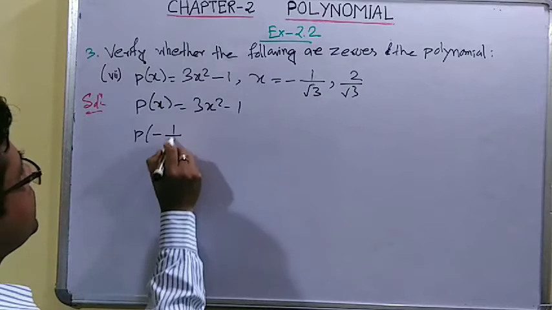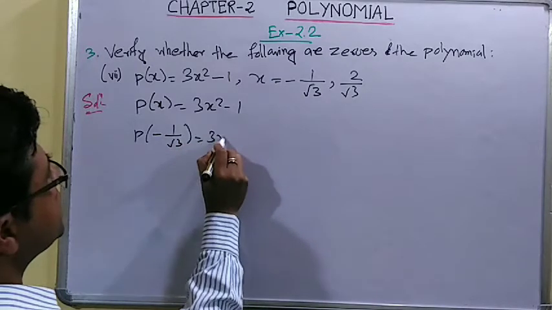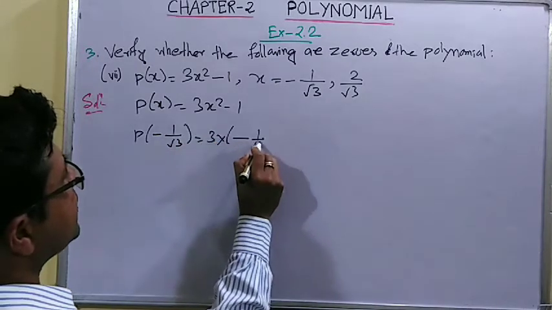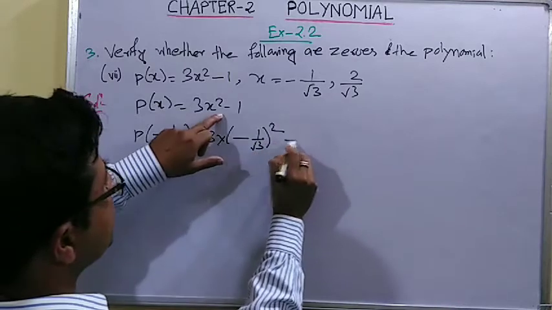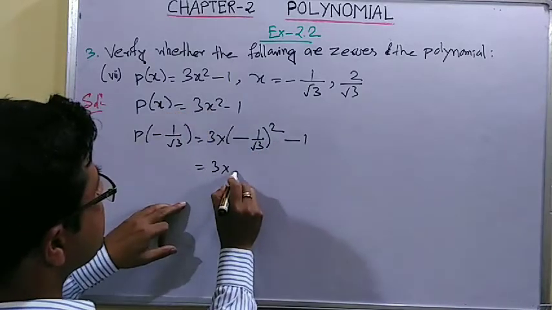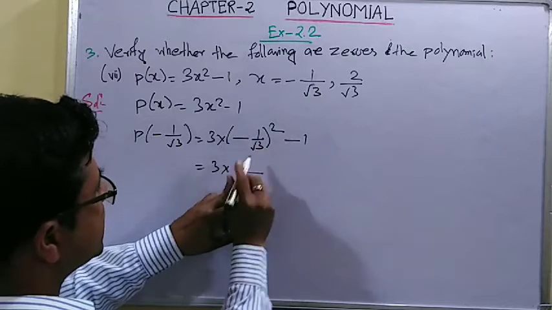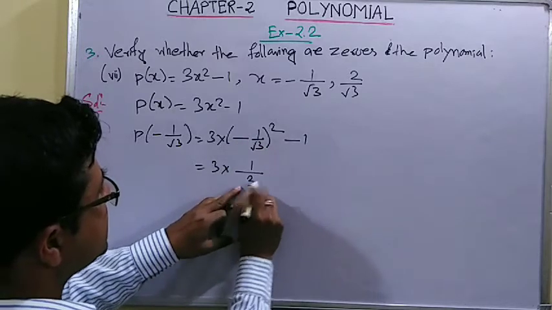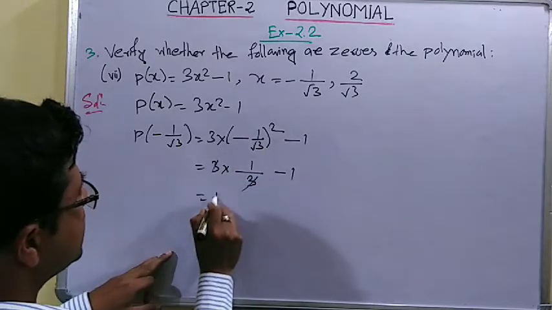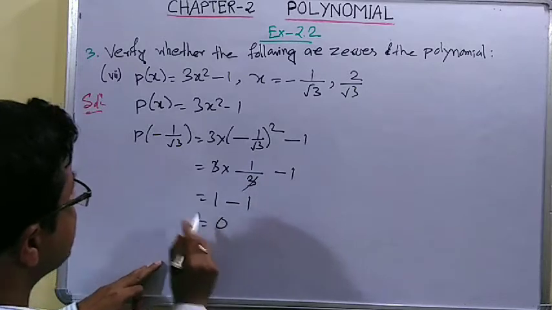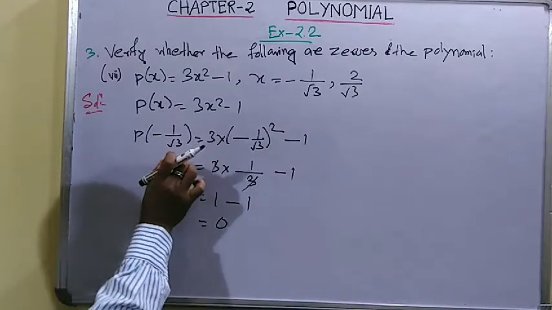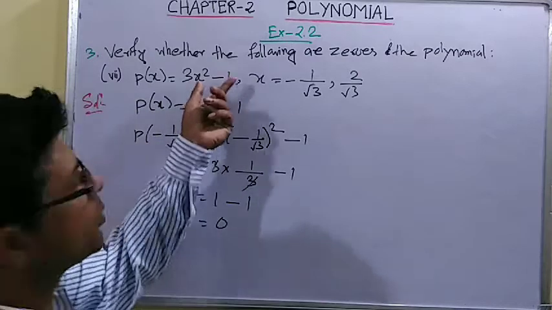P of minus 1 by root 3. 3 into minus 1 by root 3 whole square minus 1. This is 3 into, minus, it is an even power, so it will be positive, 1 square is 1. This is 3 minus 1, 3 will get cancelled. 1 minus 1 is 0. That means what is the conclusion? Minus 1 by root 3 is a 0 of this polynomial.